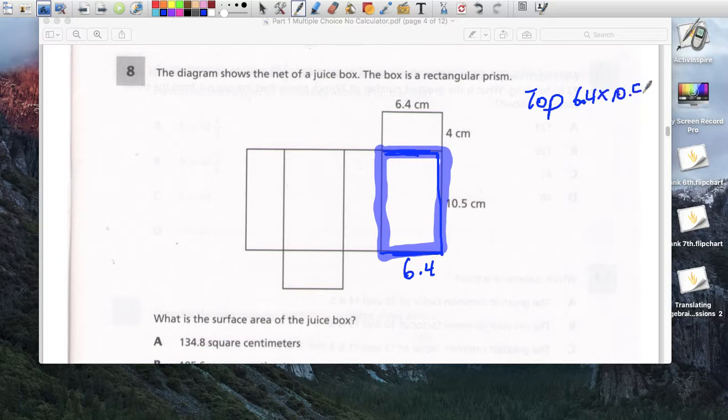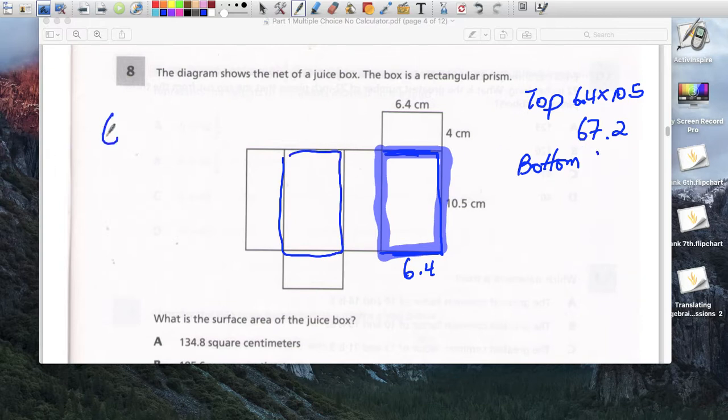6.4 times 10.5, and that's going to give me 67.2 centimeters squared. So I know the bottom is the same, which is this one right here. This is also 67.2, so let me write it over here. 67.2, right? Because the bottom is the same. Let's do this one, the left and the right.